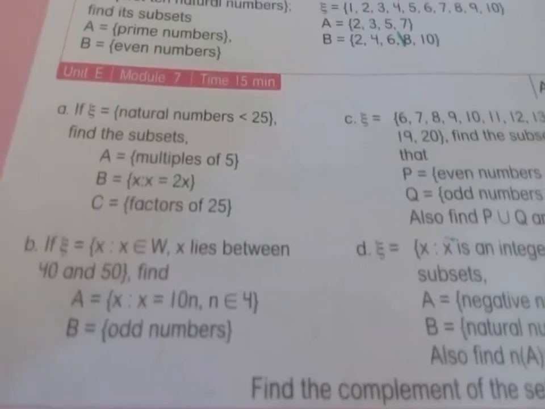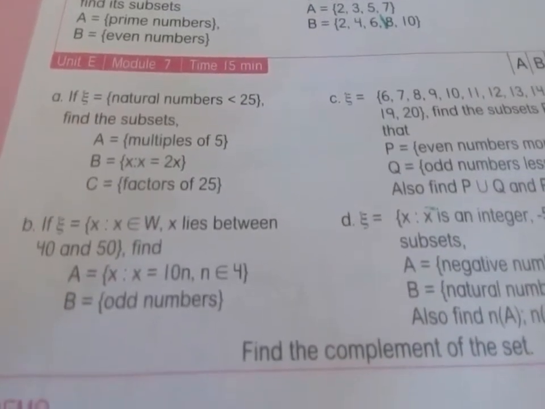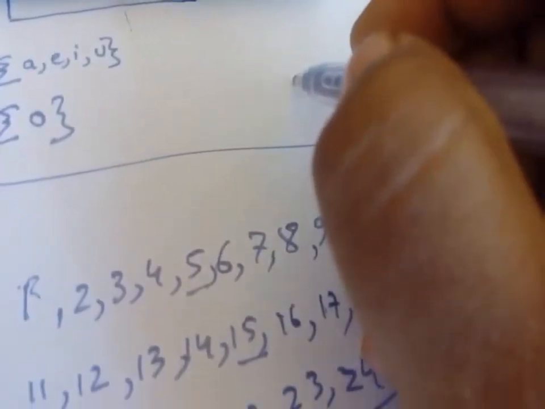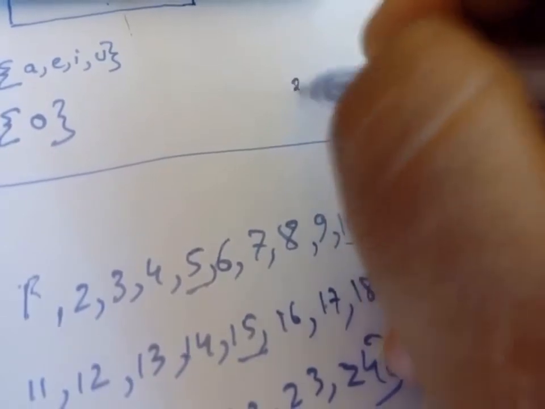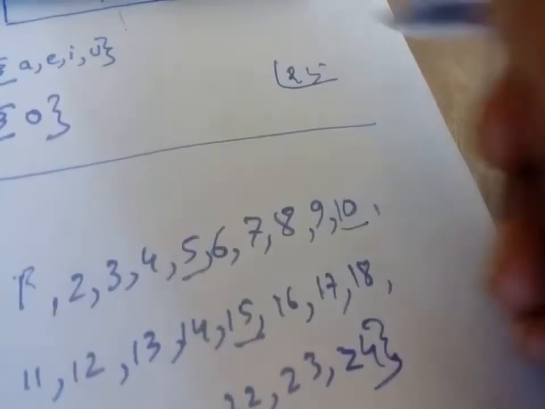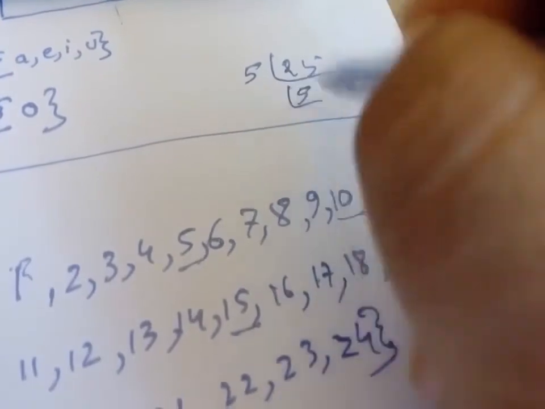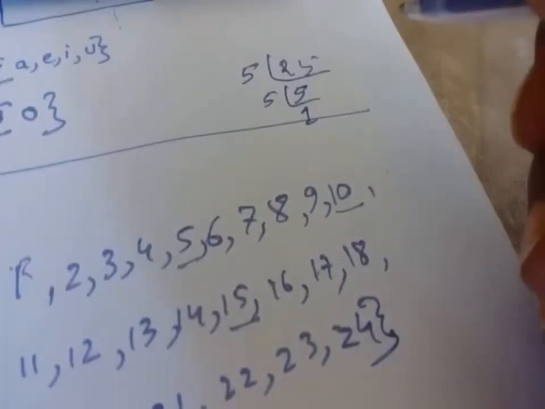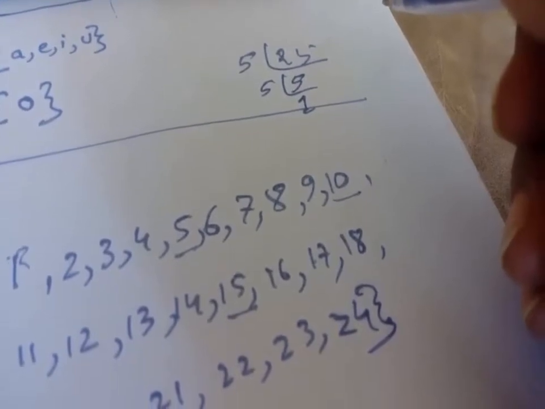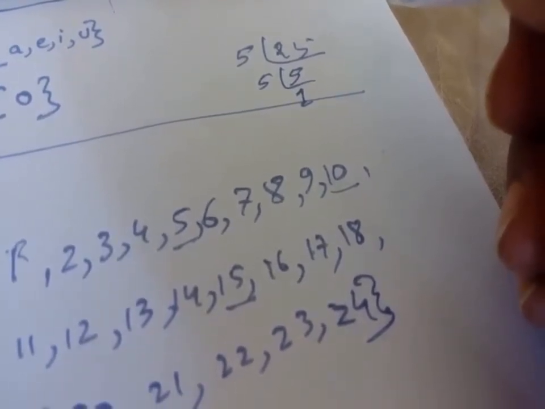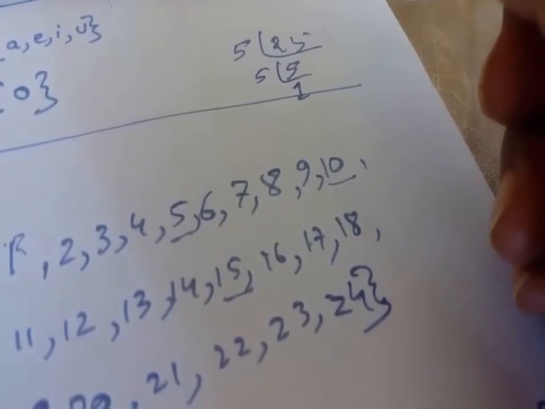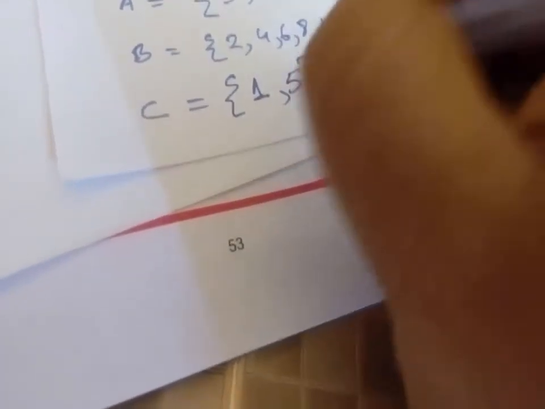Now in question number C, we have to find out the factors of 25. So first of all, we will find out the factors by repetitive division. We will divide it by 5 and 5 remains, again by 5, 1 remains. So the factors of 25 will be 1 and 5 because 25 is not in the universal set. So answer C will be 1, 5. That's it.